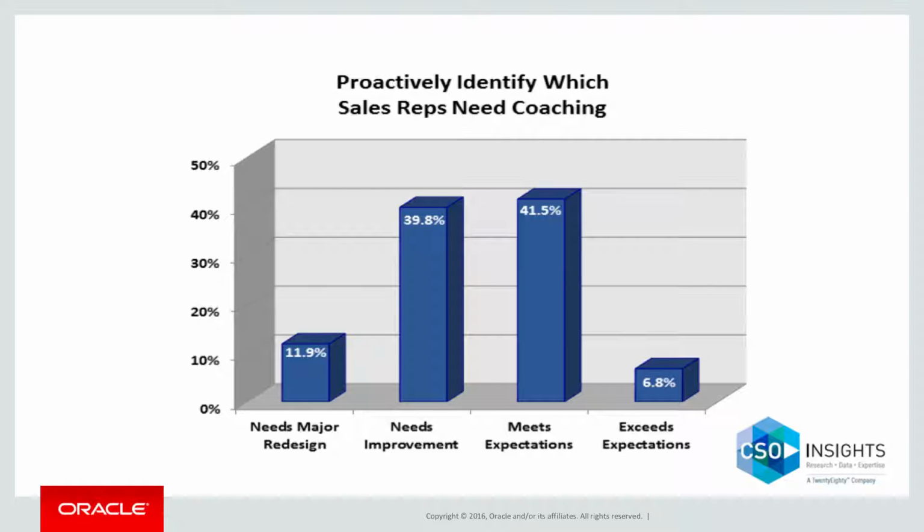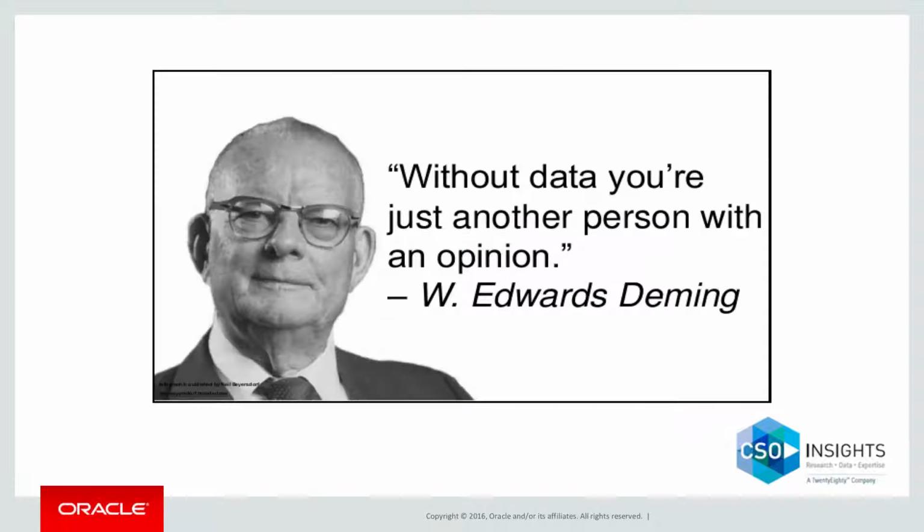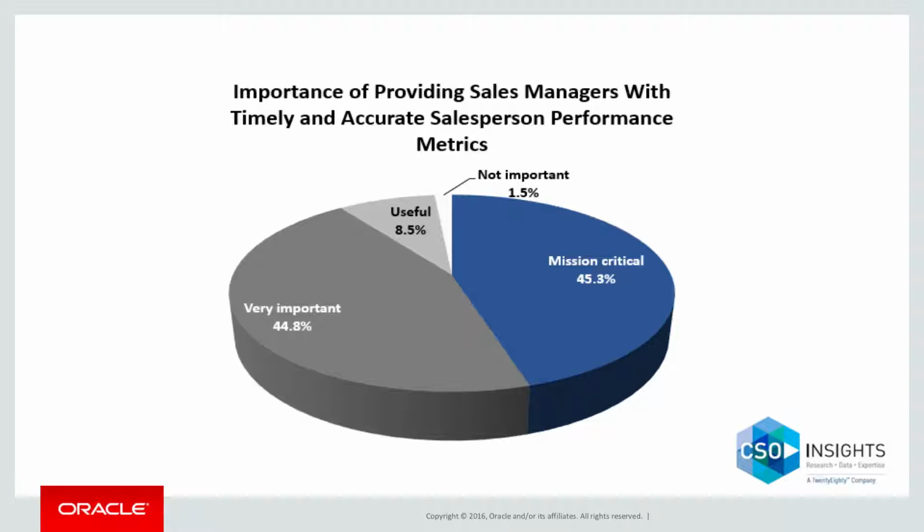Okay, we know how to do it. We can identify the reps. This is my favorite quote that I've been using in every presentation in the last couple of months. Edward Deming, the father of the quality movement, said, without data, you're just another guy with an opinion. So this really gets to the importance of providing sales managers with timely, accurate performance metrics.